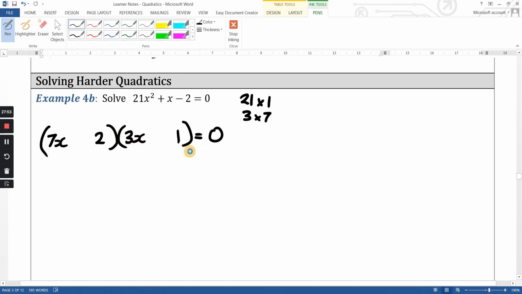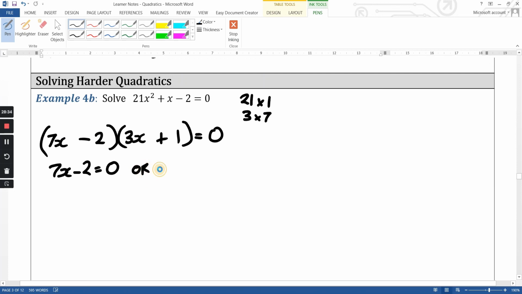So now, which one's plus, which one's minus? So I'm going to need a positive 7x. That's going to give me positive 7x when you multiply these two together. And minus 6x. That's going to give me the positive 1x right there. So yeah, you can go straight into double brackets if you know what you're doing. And again, there's only going to be a few combinations, so that could potentially save you a lot of time.